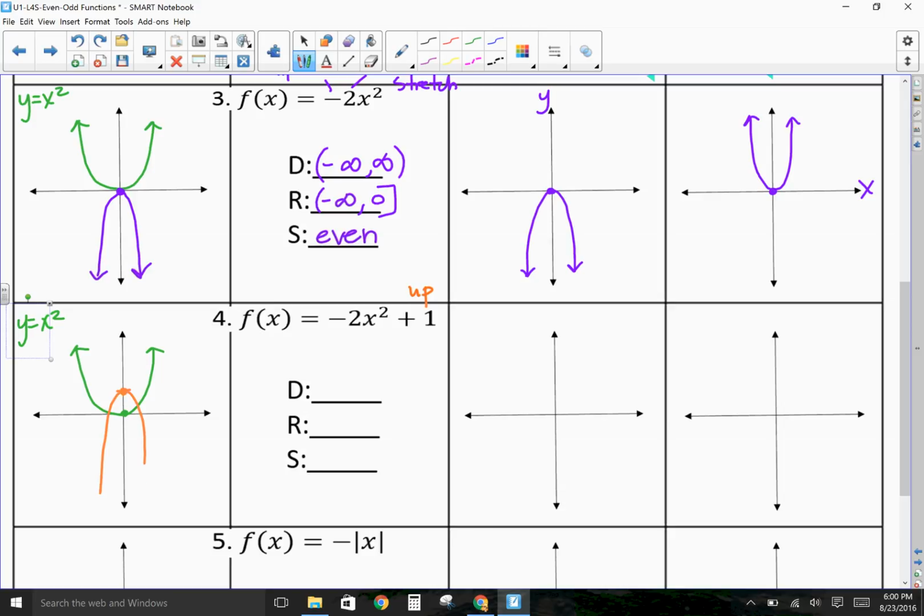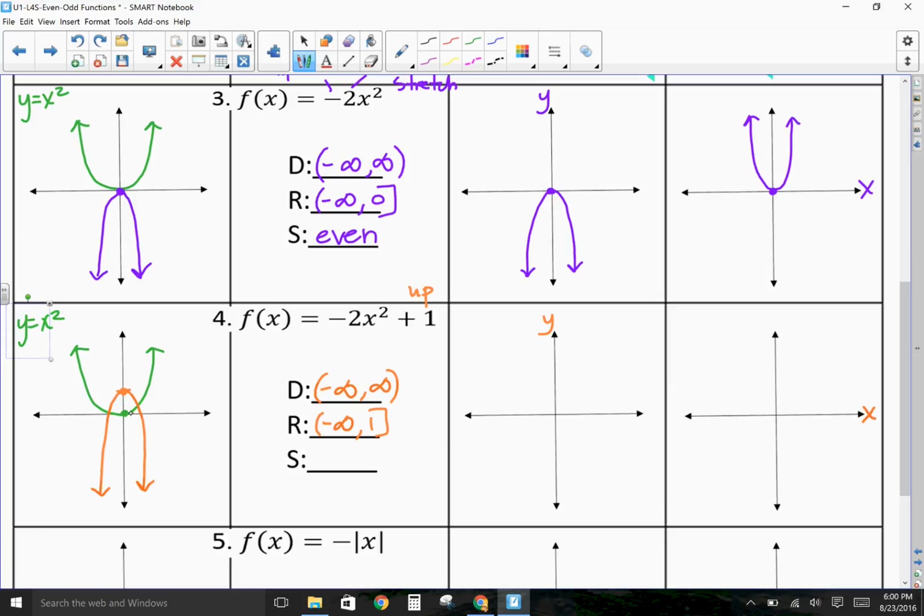So what's my domain? Still negative infinity to infinity. What's my range? The lowest point is negative infinity, but the highest point is now 1. Can't do the symmetry yet. We've got to go over the y and over the x.